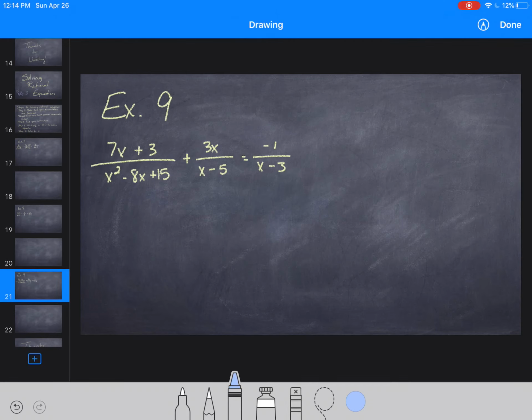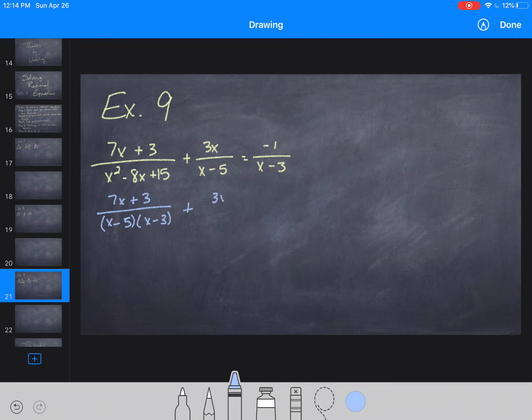For example 9, we have 7x plus 3 all divided by x squared minus 8x plus 15, plus 3x divided by x minus 5 is equal to a negative 1 divided by an x minus 3. According to my first step, I need to make sure my denominators are factored. I can see that I can factor my first denominator using MIFTERM. So I'm going to rewrite my problem with its factored denominator.